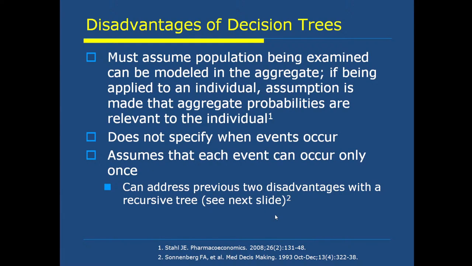But if we have advantages, we also have some disadvantages of using decision trees. The first disadvantage is that it must assume the population being examined can be modeled in the aggregate. If it is applied to an individual, the assumption is made that aggregate probabilities are relevant to the individual. It does not specify when events occur, and assumes that each event can occur only once. We can address the previous two disadvantages with a recursive tree.